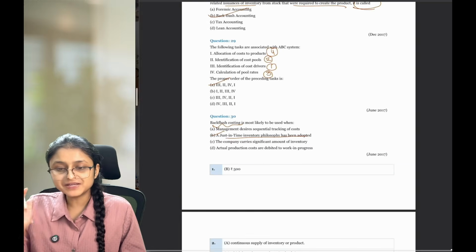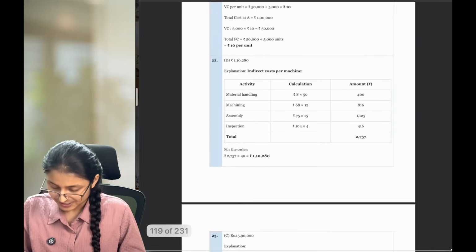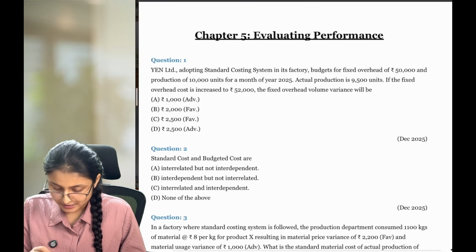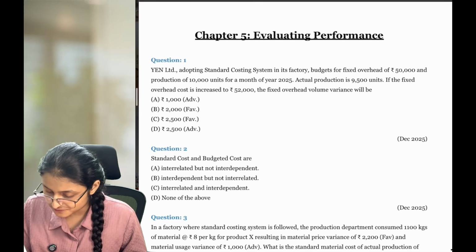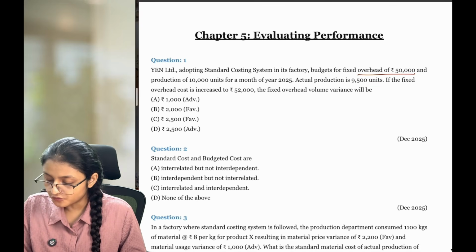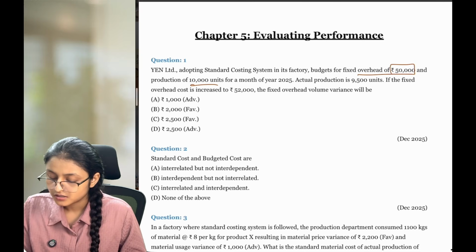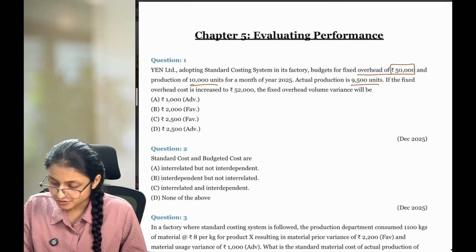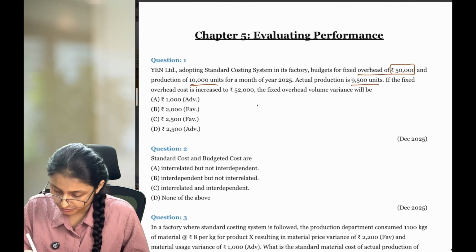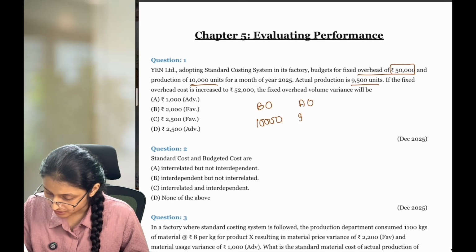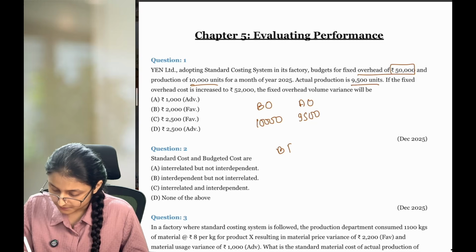And with this, we completed our chapter number 4 also. We can move forward to the next chapter, that is chapter number 5. Let's see what it says. Yan Limited, adopting standard costing in its factory, budgets for fixed overhead of 50,000 and production of 10,000 units for the month of year 2025. Actual production was 9,500 units. So budgeted output is given to you as 10,000. Actual output is 9,500. Budgeted fixed overhead is 50,000. And the actual fixed overhead is 52,000.